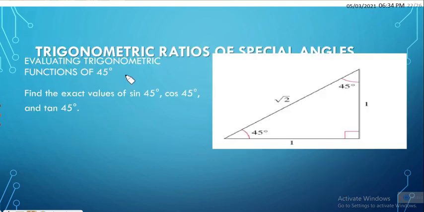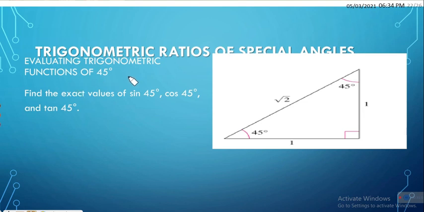Simple and straightforward. Alright guys, so we have trigonometric ratios of special angles. Angles 45 degrees, 60 degrees and 30 degrees are special angles. They're special in that you can obtain their value without using a calculator or 4-figure table. So they are special.